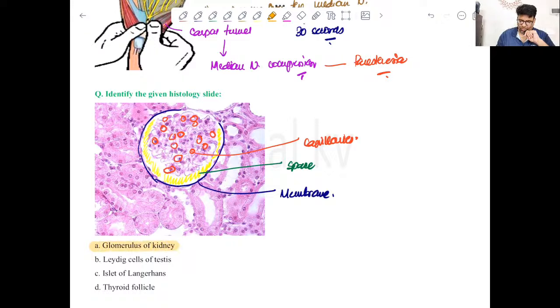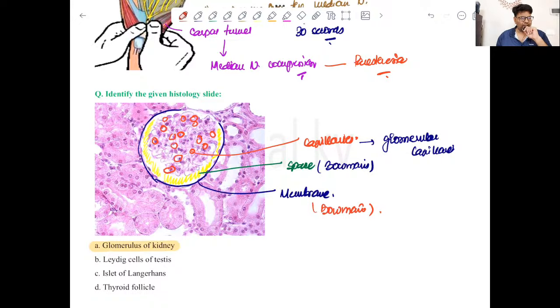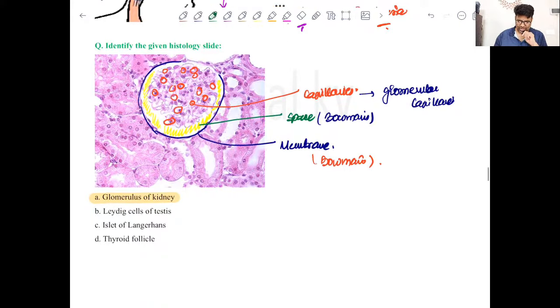This is glomerulus of kidney. So these capillaries are actually the glomerular capillaries, okay. This space is actually the Bowman's space, and this membrane is actually the Bowman's membrane, right? And yes, the afferent and efferent are not clearly visible in this, but this is a classical histological slide of glomerulus, which is also known as renal corpuscle, right? So this is glomerulus. So these are all capillaries with mesangium in between. Okay, so this is glomeruli.